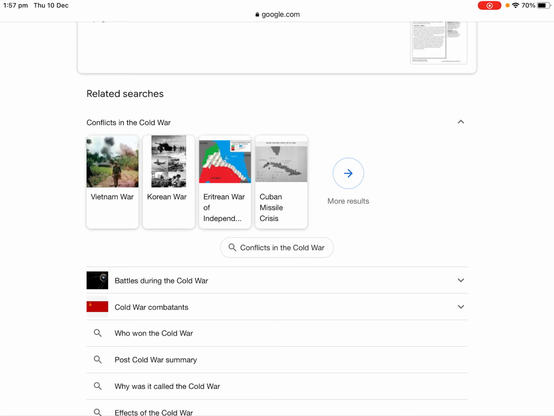The countries that got their freedom from the Soviet Union were Estonia, Latvia, Lithuania, Belarus, Ukraine, Georgia, Armenia, Azerbaijan, Kazakhstan, Uzbekistan, Kyrgyzstan, and Tajikistan.